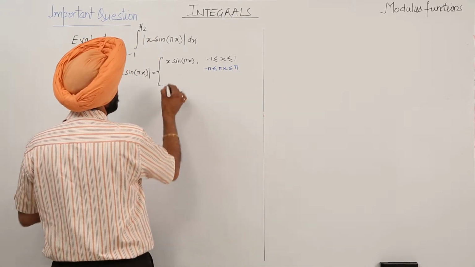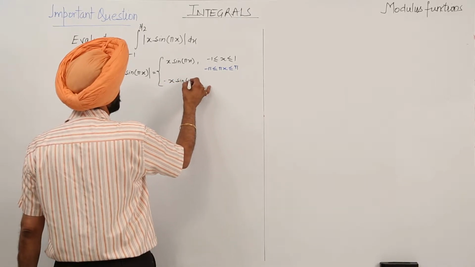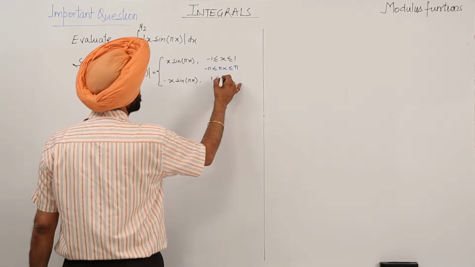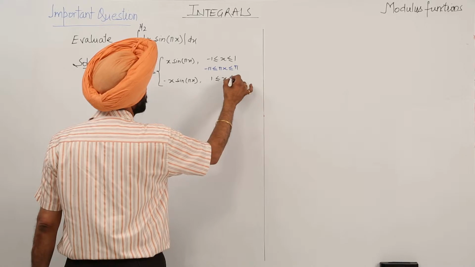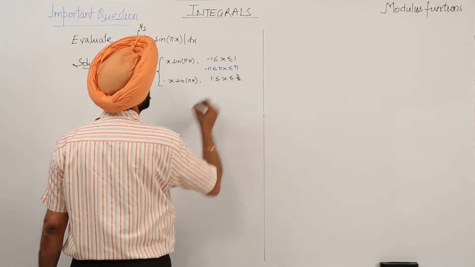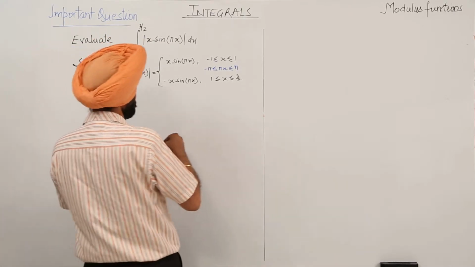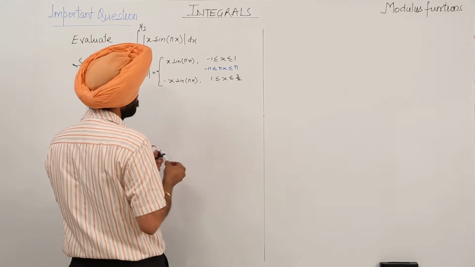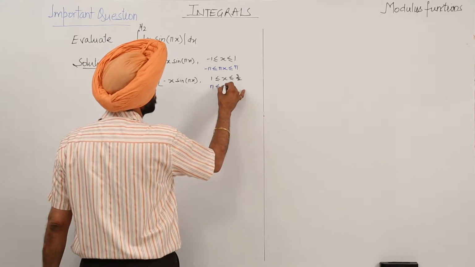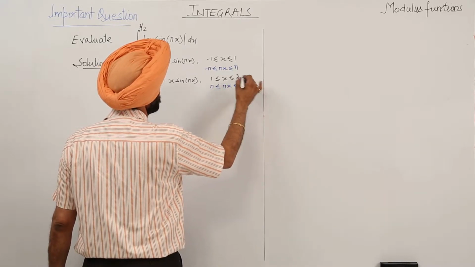and negative of x sin pi x for 1 is less than or equal to x less than or equal to 3/2. Okay. So this becomes pi is less than or equal to pi x less than or equal to 3/2 pi.